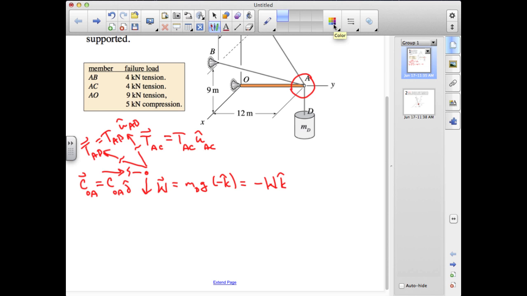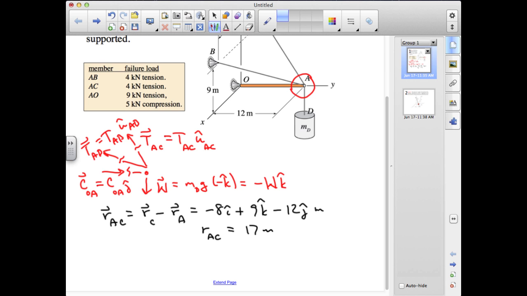The position vector from A to C will be the position vector of C minus the position vector of A. And we can see from the figure that this will end up being minus 8i minus 12j plus 9k meters. The magnitude of r_AC will be the square root of the sum of the squares of those components, and that turns out to be 17 meters. So our unit vector in the direction from A to C is that relative position vector divided by its own magnitude, and that turns out to be minus 8/17 i minus 12/17 j plus 9/17 k.